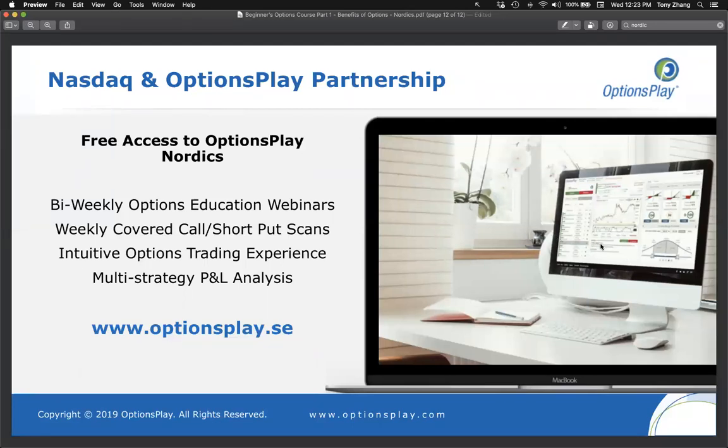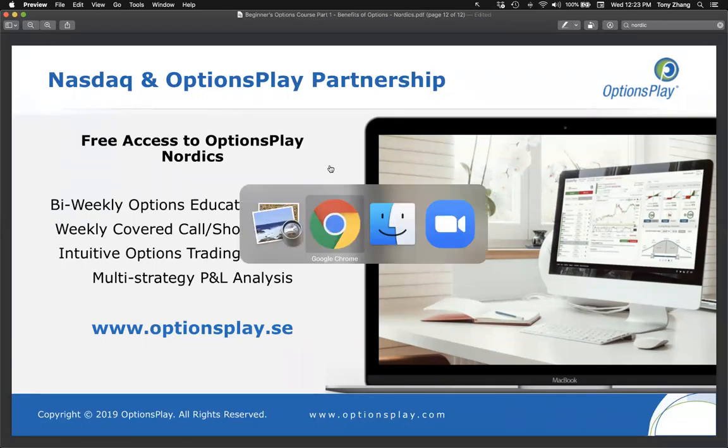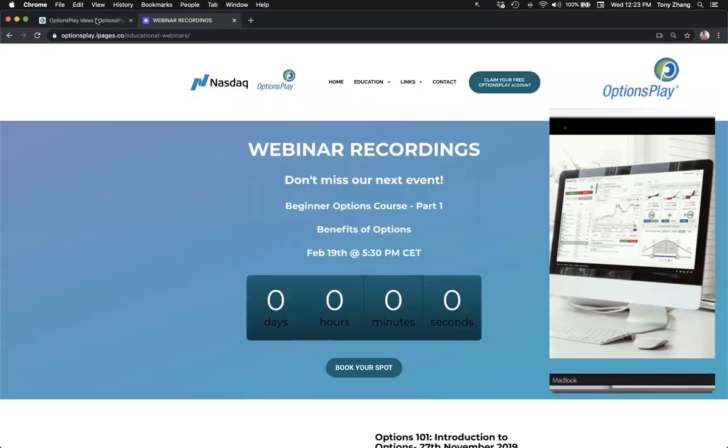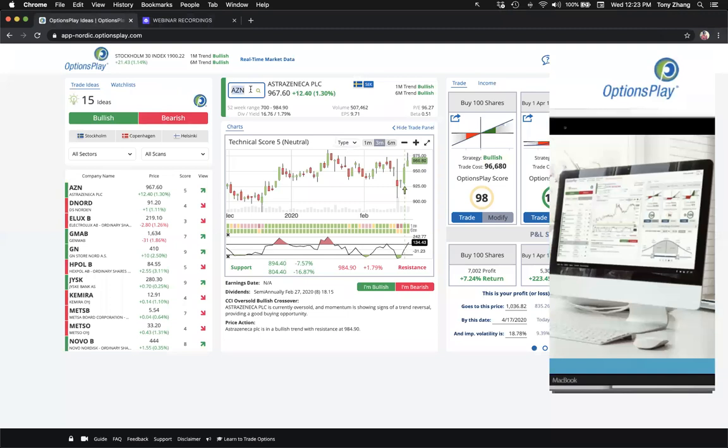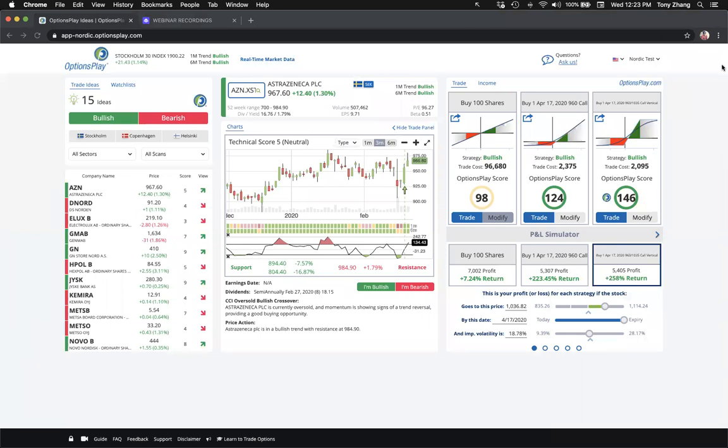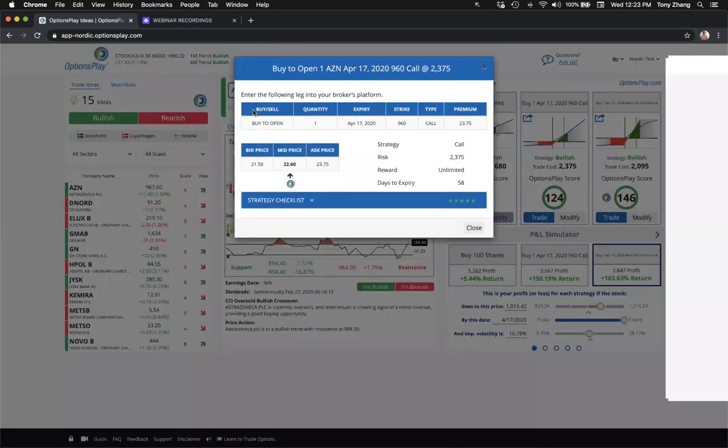Nicholas is asking, where can I see what it actually looks like when placing a call or put option? Great question, Nicholas. So we have a platform that allows you to do that. So let's say we're looking at AstraZeneca and you're bullish on AstraZeneca and you want to buy a call option. First of all, our platform allows you to search for a call option, analyze it, use the P&L simulator to see how these strategies perform, if they go higher or lower. And then more importantly, when you hit the trade button, we'll give you the details as to how to enter this into your broker's platform.